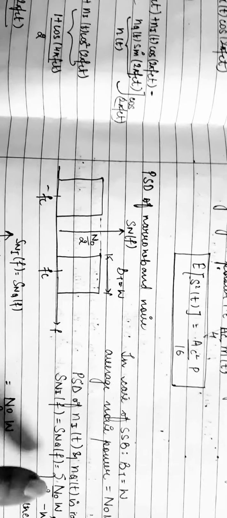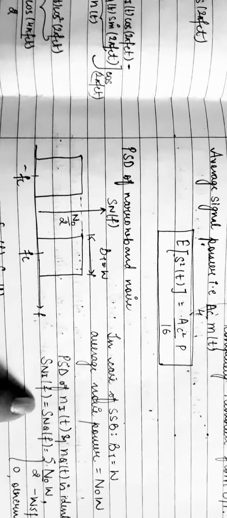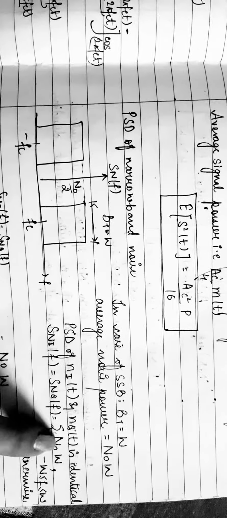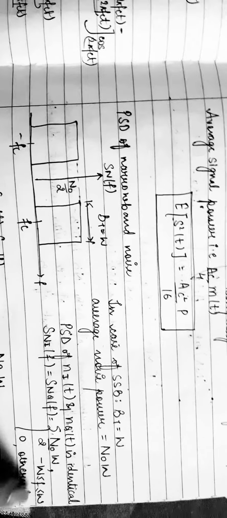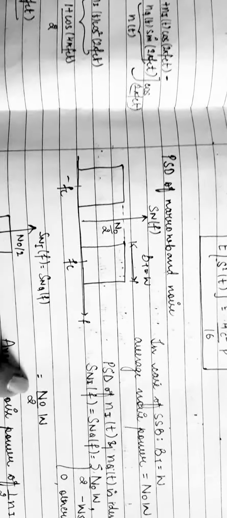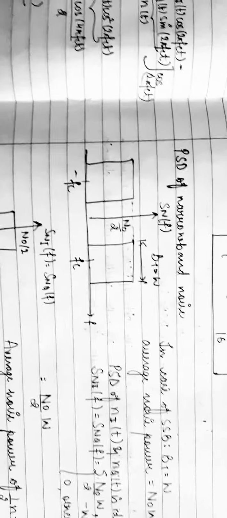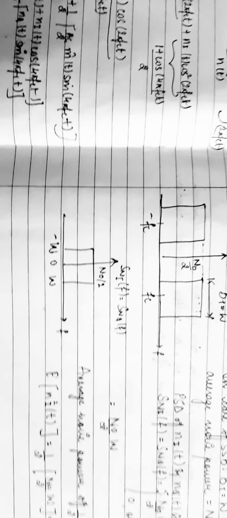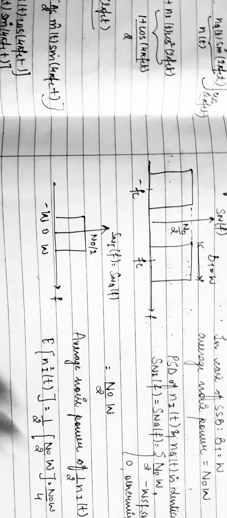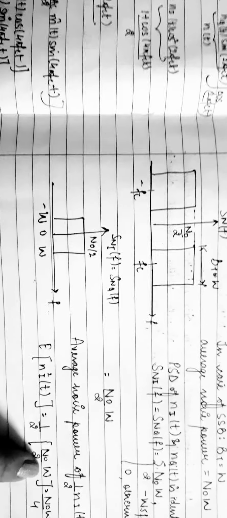So if the power spectral densities are identical, we can say that S_NI(f) is equal to S_NQ(f), that is equal to N0/2 into W, where the frequency ranges between minus W to W and 0 otherwise. So from here we get the value of S_NI(f) and S_NQ(f), that is N0/2 into W. Now the average noise power is equal to half of n_I(t). So your expectation n_I²(t) is equal to half of N0/2 into W. So it will be N0 W by 4.